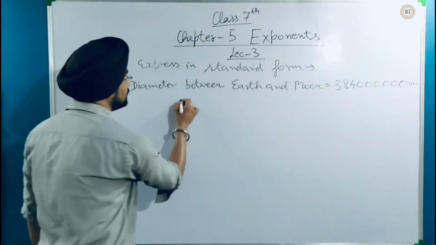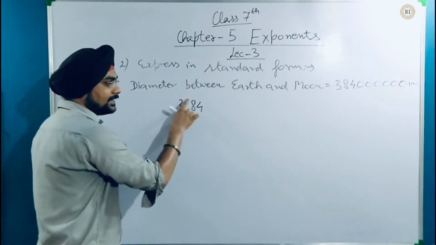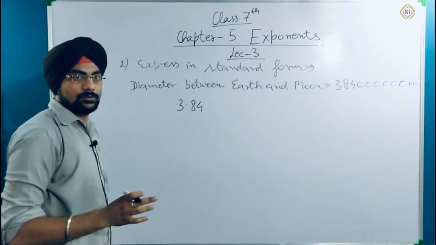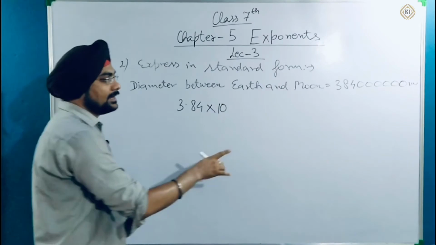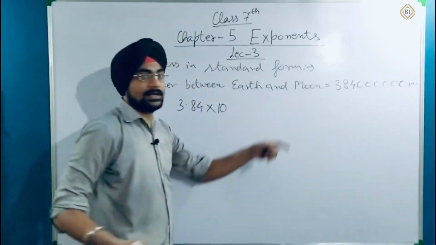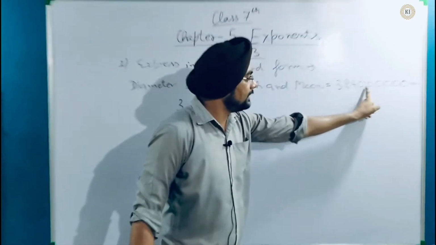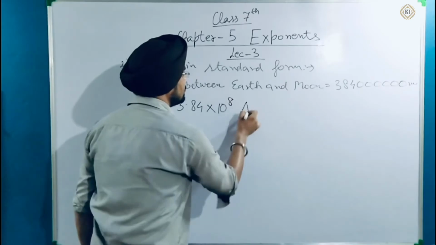Again we will write here 3.84. Decimal will be after one digit, and we will write the numbers till the digits. We will not include the zeros. Multiply 10. Base will always be the 10. Now power will be counting the number of zeros: 1, 2, 3, 4, 5, 6, 7, 8. So total number will come as 8.